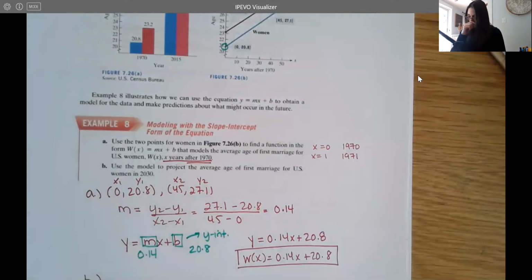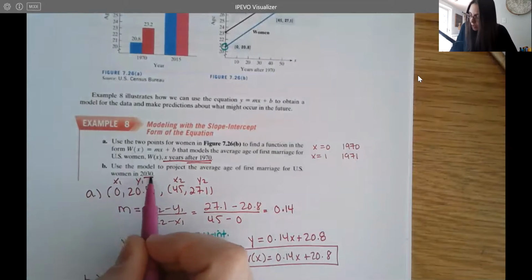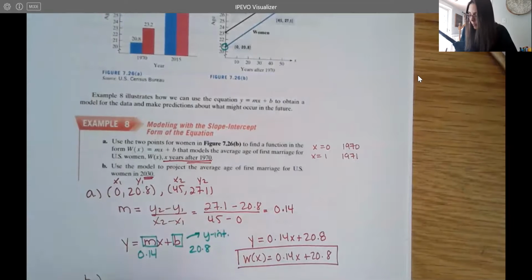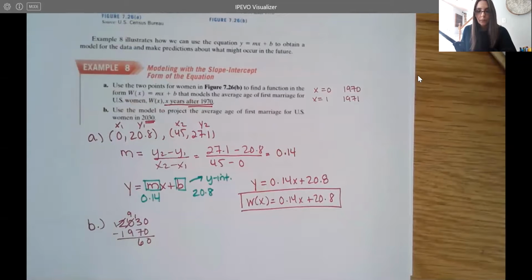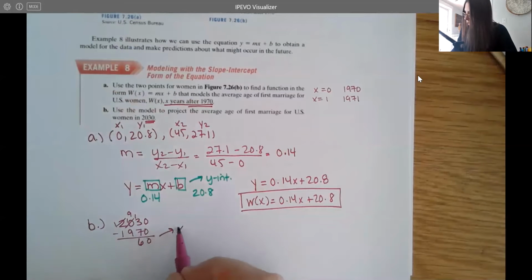All right, now we're going to use the model to project the average age of first marriage in the US for women in 2030. So first of all, we have to be careful. We're looking at 2030, and remember, we're starting in the year 1970. So if I subtract these, I'm looking at a change of 60 years. So my x value here is going to be 60.